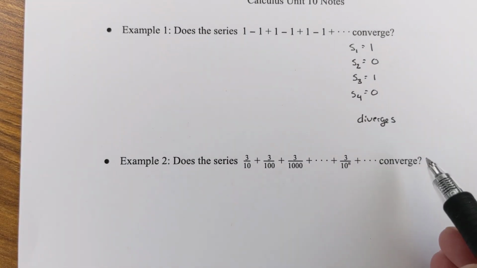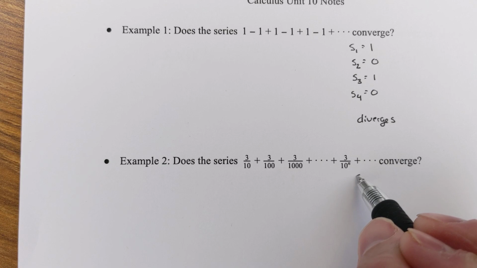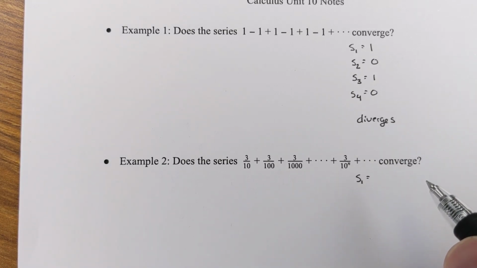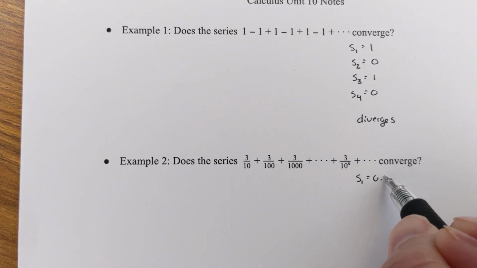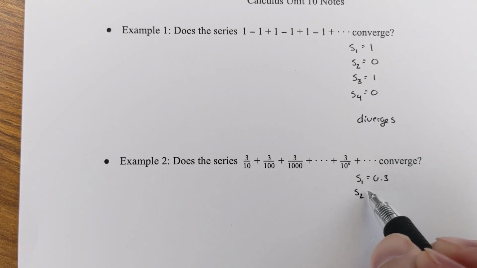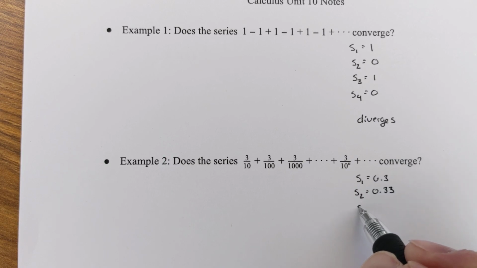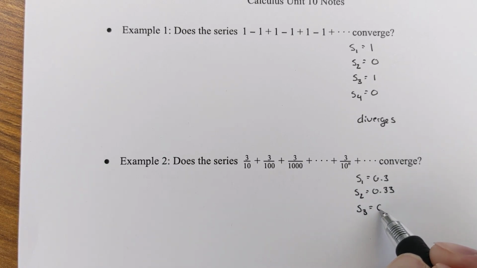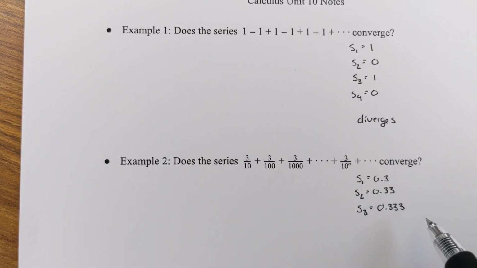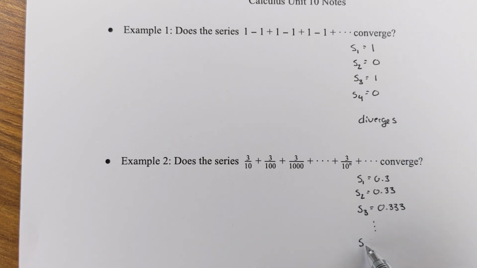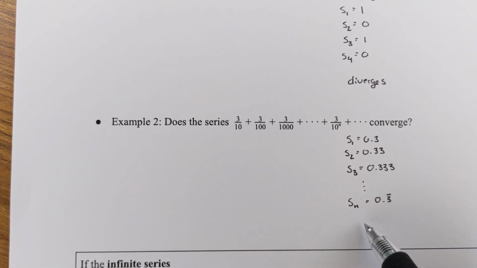Okay, does this series converge? So S1 is 3/10. Now I'm going to change it to a decimal, so that's 0.3. S2 is the first two terms, which is 0.33. S3 is the first three terms, 0.333. You can see where this is going. Sn will be 0.3 repeating, which means this does have a limit of 1/3.